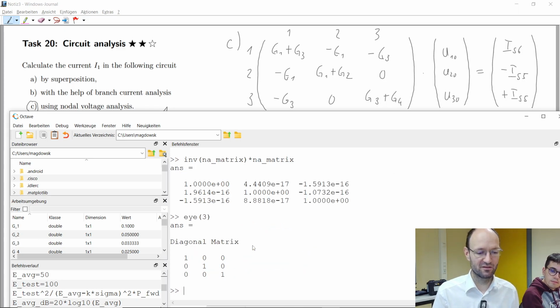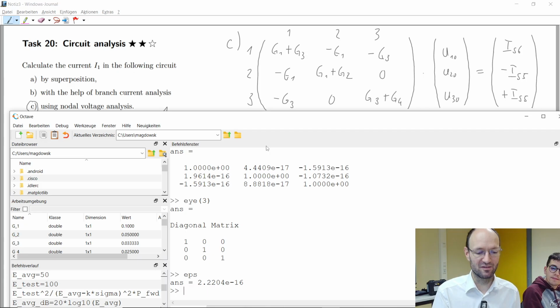This would be a nice real diagonal matrix with ones on the main diagonal and zeros on the off diagonal elements. And here it's not exactly 0, but it's within the eps, which is the precision of MATLAB or Octave. And you can see that all these values on the off diagonal elements are smaller than this precision. So they are more or less 0.